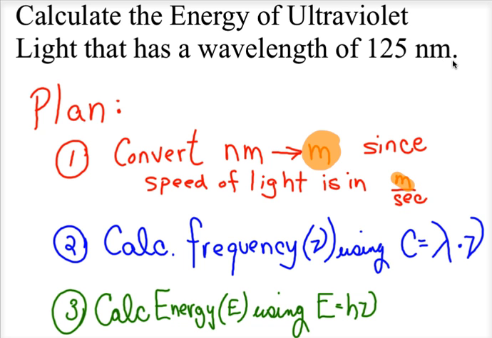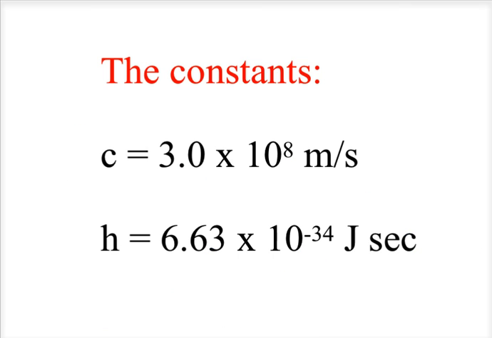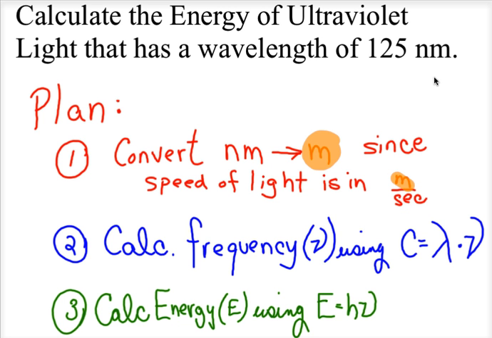Notice the wavelength is in nanometers. Since our constants have units of meters, we can't use units of nanometers. So the first step is to convert nanometers to meters. The second step will be to calculate frequency using the equation given here, and then finally taking the frequency that we calculate and plugging it into the final equation. That's what we're going to do here in the next slide.